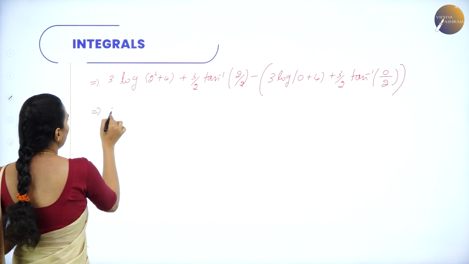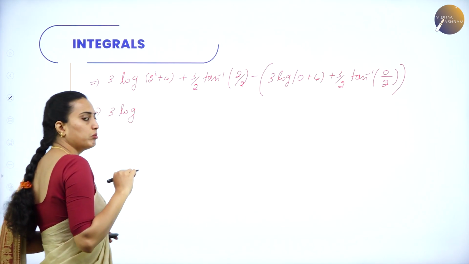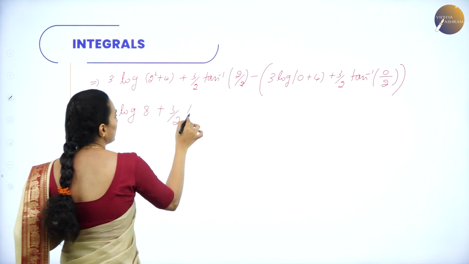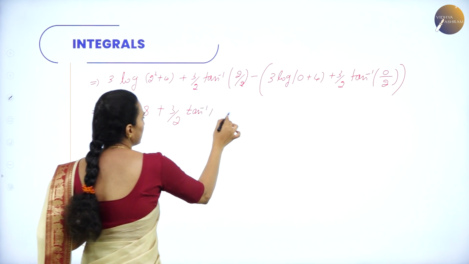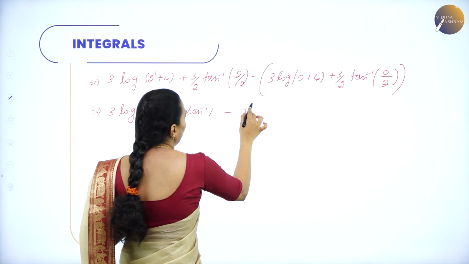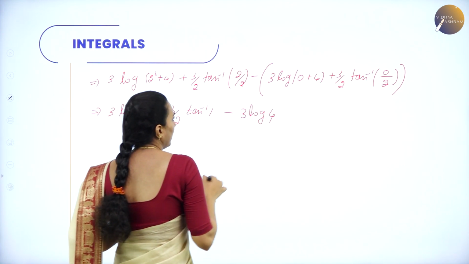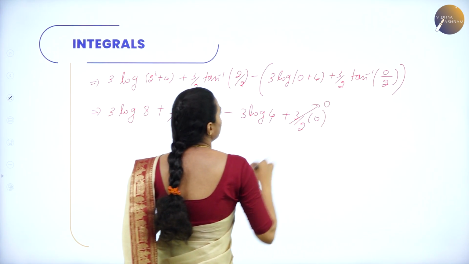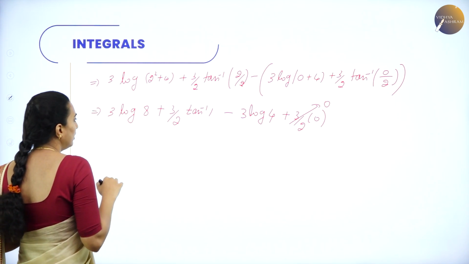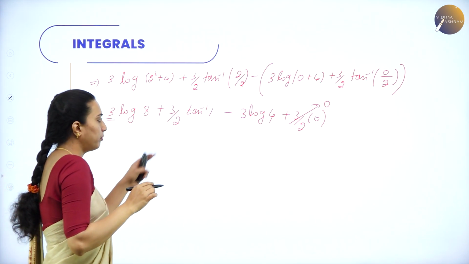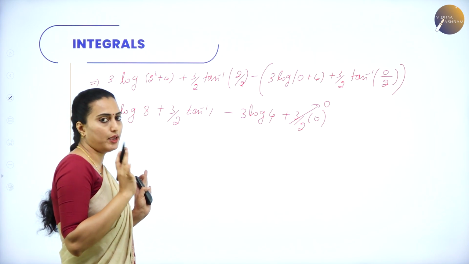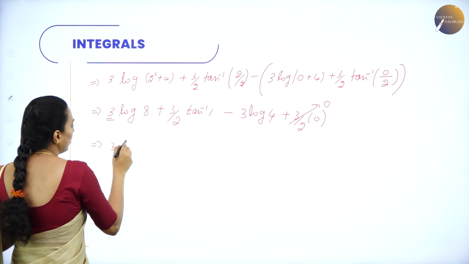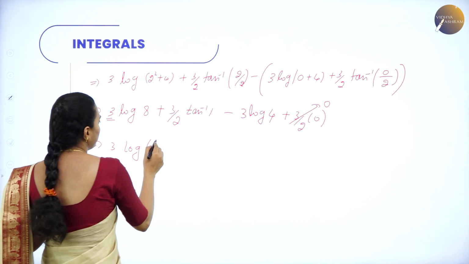Now you can simplify this one. 3 log, 2 squared is 4, 4 plus 4 is 8, plus 3 by 2 into tan inverse of 1, correct? Minus, see, minus into plus is minus, 3 log of 0 plus 4 is 4, again plus 3 by 2 into tan inverse of 0 is 0. So this one term will become 0 here. So 3 will be the common factor, log 8 minus log 4, which is in the form of log m minus log n, which is log m by n.